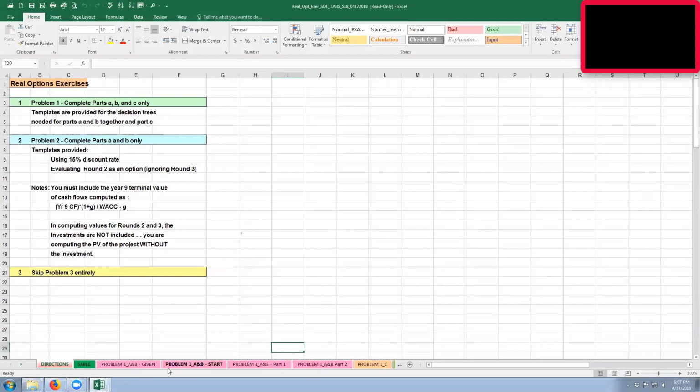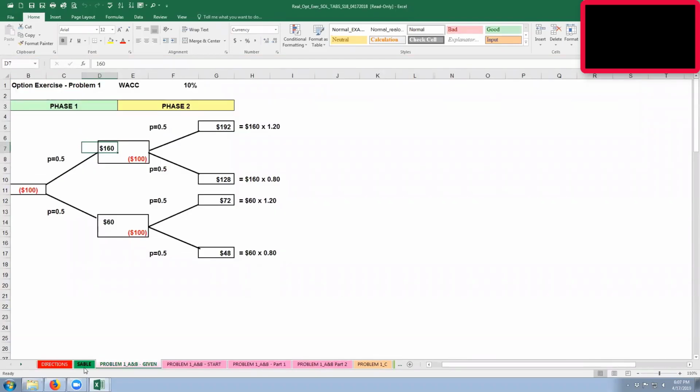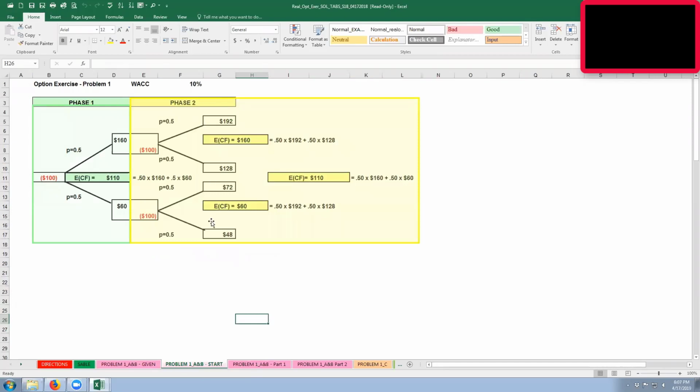Okay, there's what you were given. There's all the instructions. There's what you were given. Sable project, you were going to invest $100 with a 50-50 chance of making 60 or 160. Either way you invested another 100 at phase 2, again 50-50, 20% up, 20% down. That's phase 1 and that's phase 2 right there.